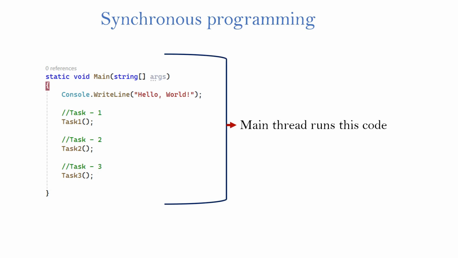Internally, the main thread runs this code, and each method blocks the thread until it finishes. By any chance, if any of the methods take a long time to complete, this can block the app.